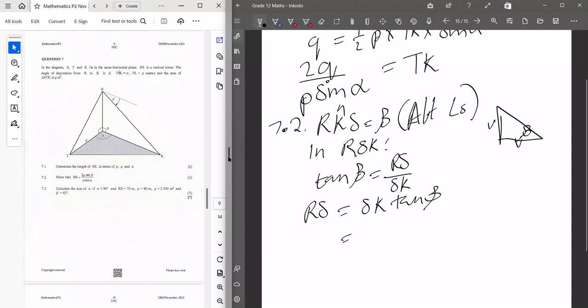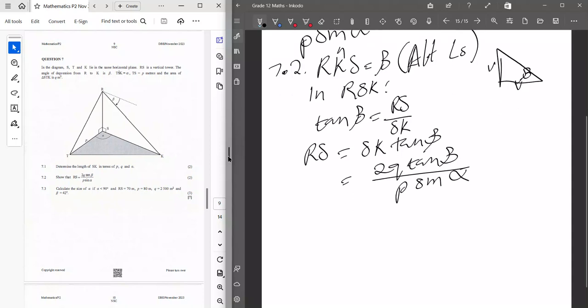So what is SK? We said SK was 2Q over P sine alpha, and of course RS is 2Q tan beta over P sine alpha. Okay, now we were able to prove this, right? Now we are good to go.